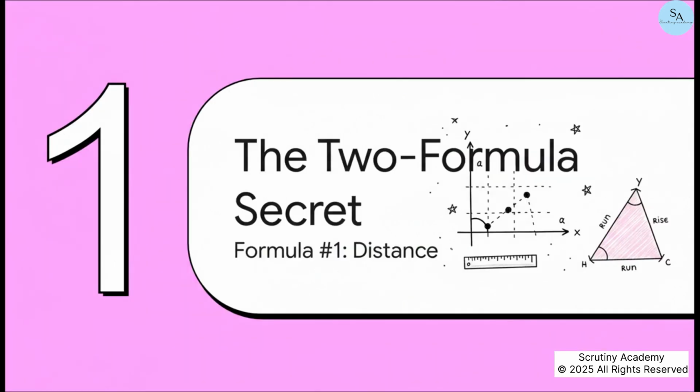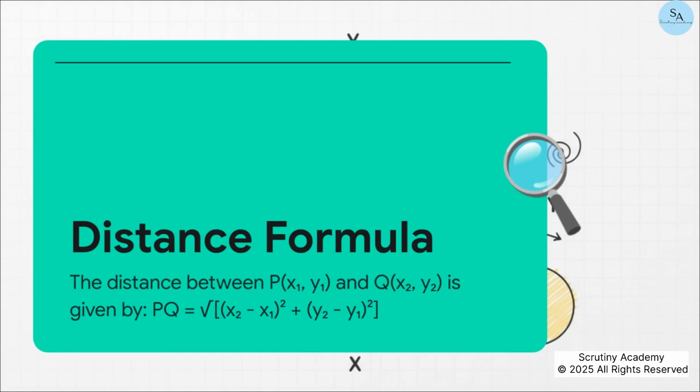So, what's our first secret weapon? It's the distance formula. Its job is super simple. It tells you the exact length of a straight line between any 2 points you can think of on a graph. Now, when you look at this formula, you might be wondering, where does this thing even come from? And the answer is actually really cool. It's just the Pythagoras theorem wearing a disguise.